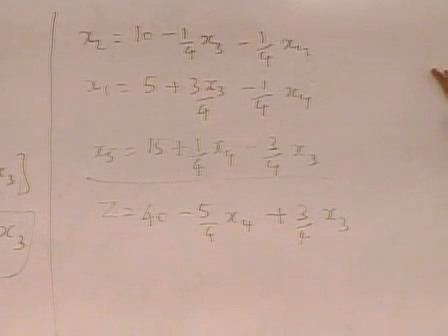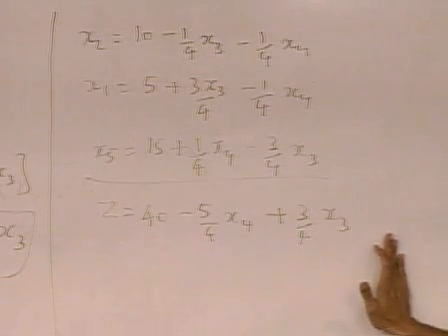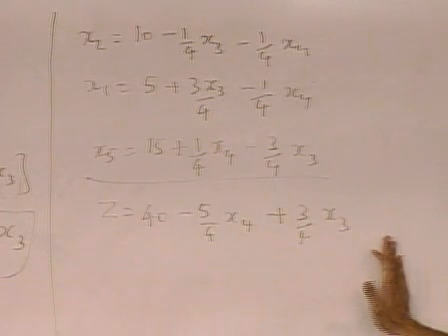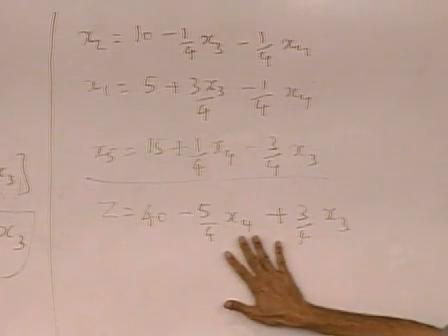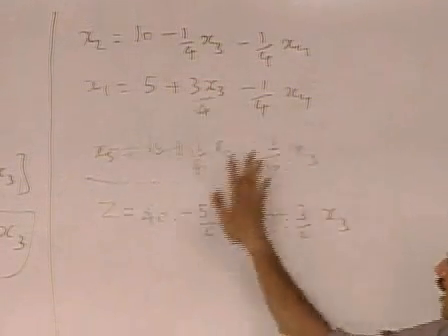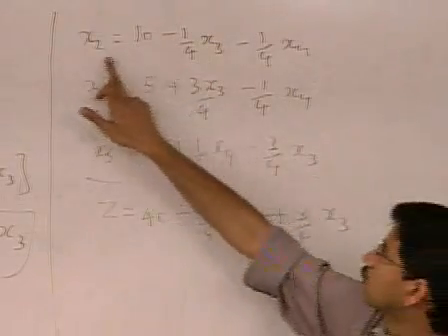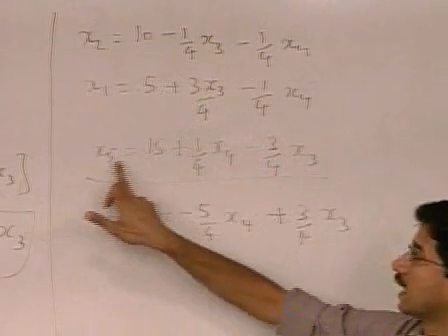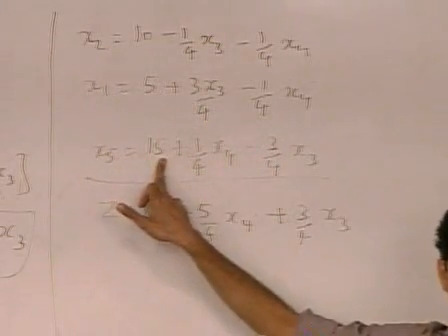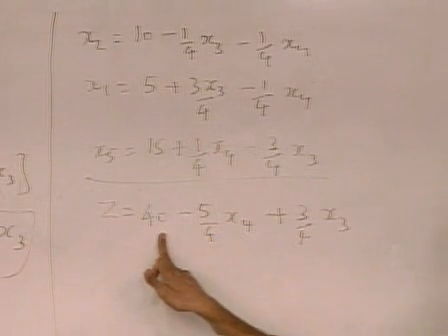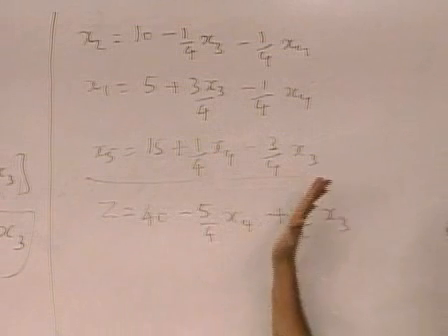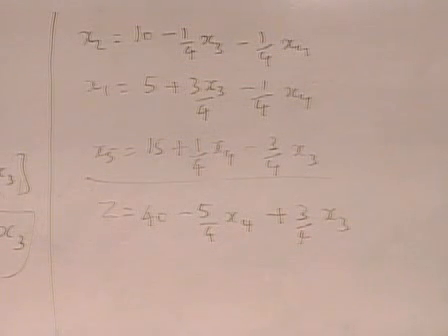Okay, so this is our new system of equations. It captures the solution where x3 and x4 are set to 0. If you set x3 and x4 to 0, you get x2 equals 10, x1 equals 5, and x5 equals 15. And the value of the objective function at that solution is 40. So that's what this is. So are we done?